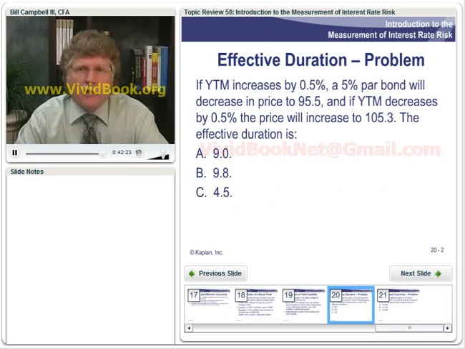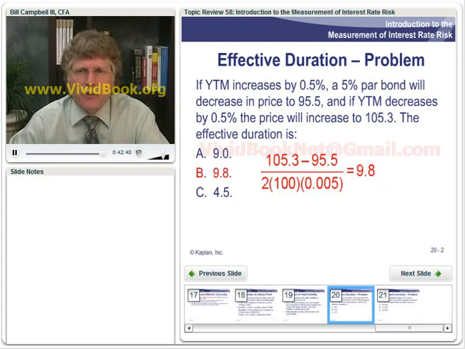And if yield to maturity decreases by 0.5%, the price will increase to 105.3. What is the effective duration? Well, all you have to do is put these numbers into the calculation. The correct answer is 9.8, and here's how you do it.